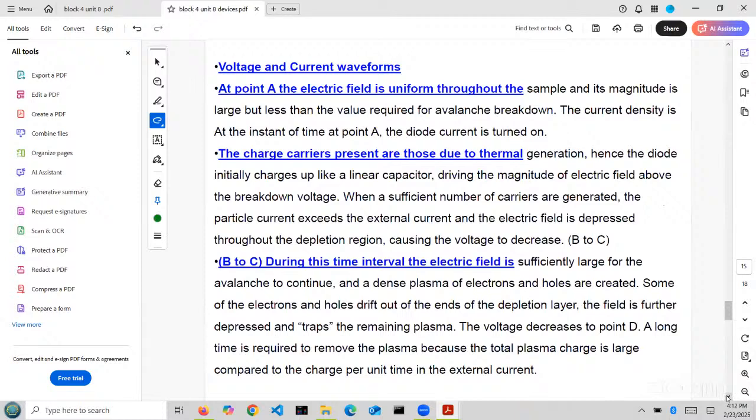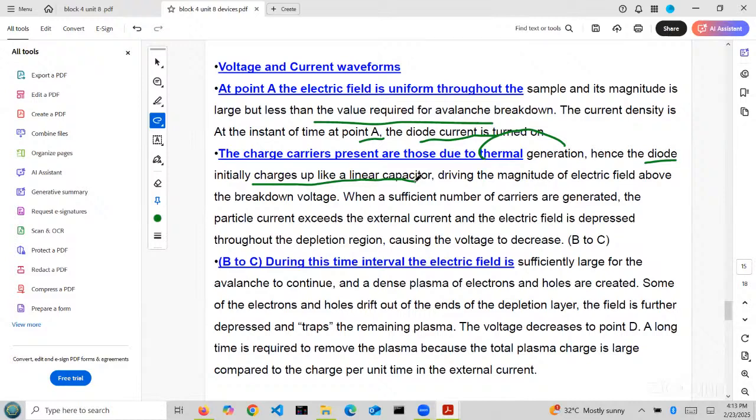At a point A, the electric field is uniform throughout the sample and its magnitude is large, but less than the value required for the avalanche breakdown. The current density at this point is A. The diode is turned on. At point A, the diode is turned on. Next, the charge carriers present are those due to thermal generation. Some charge carriers are present. So as charge carriers are present, the diode is charging up like a linear capacitor. The diode is charging as a linear capacitor.